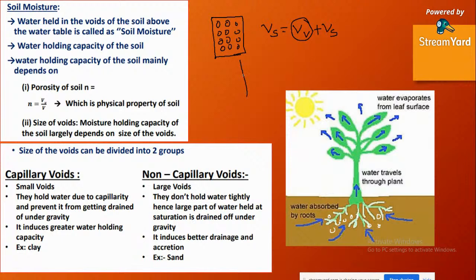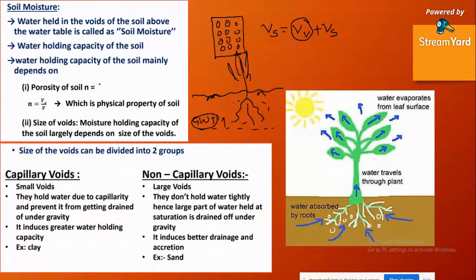If you look, this is my plant, this is my plant root, this is my ground level, and this is my groundwater table. So above the groundwater table, whatever moisture is retained in the voids of the soil will be called soil moisture. Plant will not utilize the groundwater table for its growth. Plant only utilizes the moisture which is retained in the voids of the soil particles.